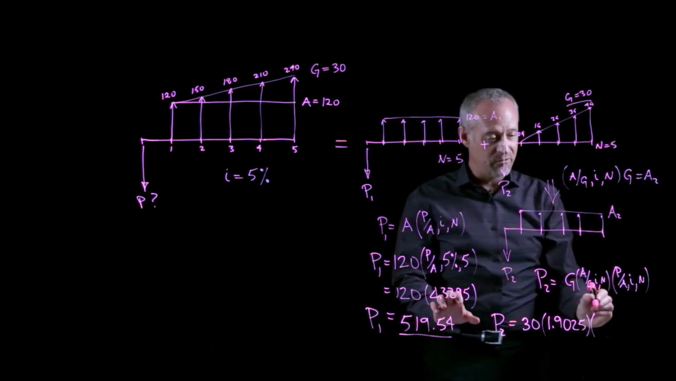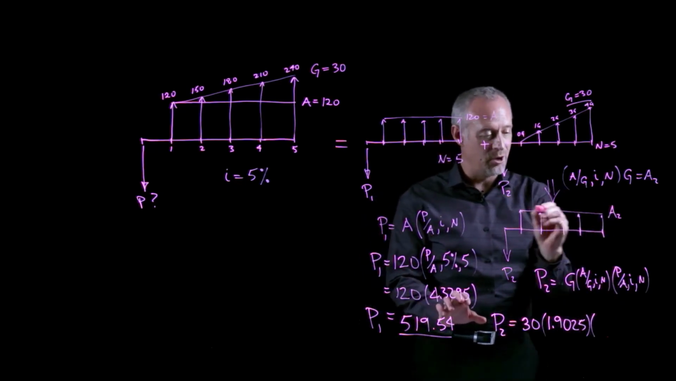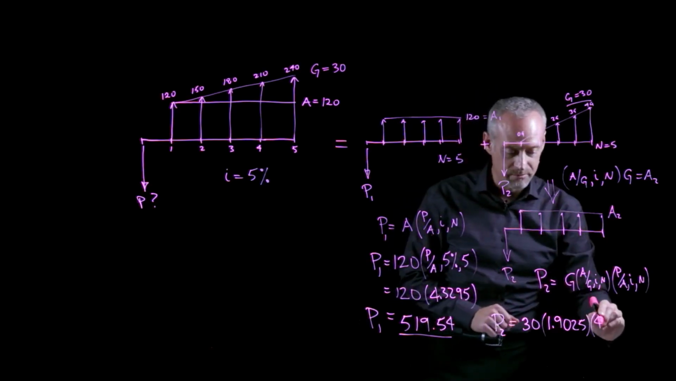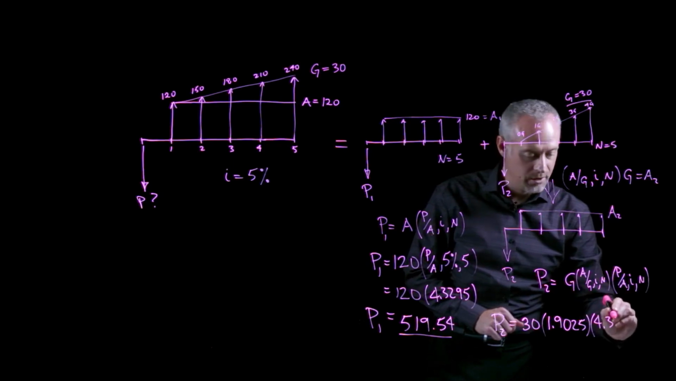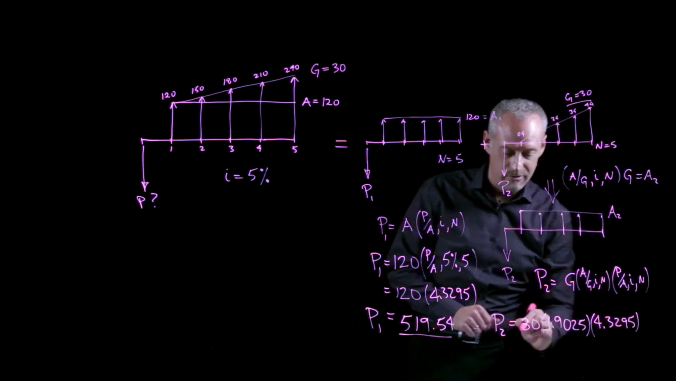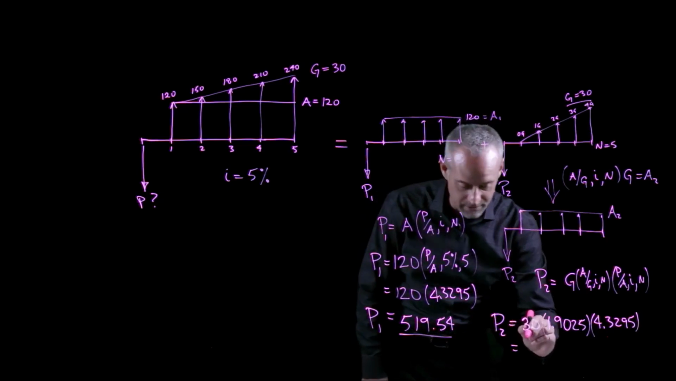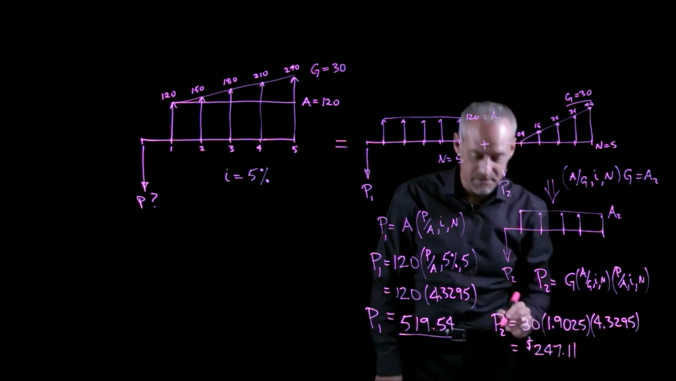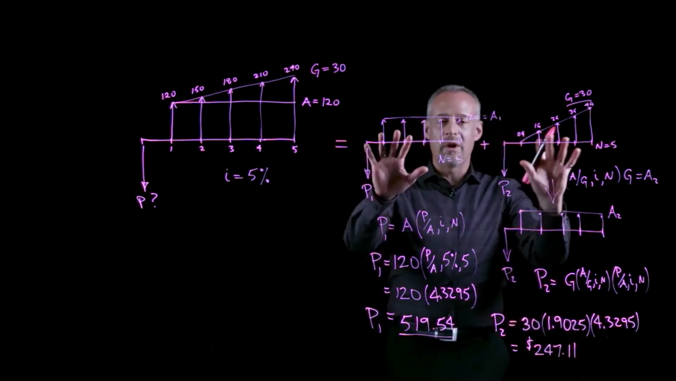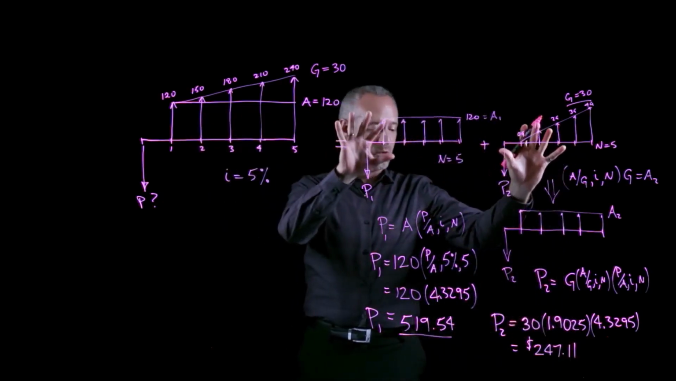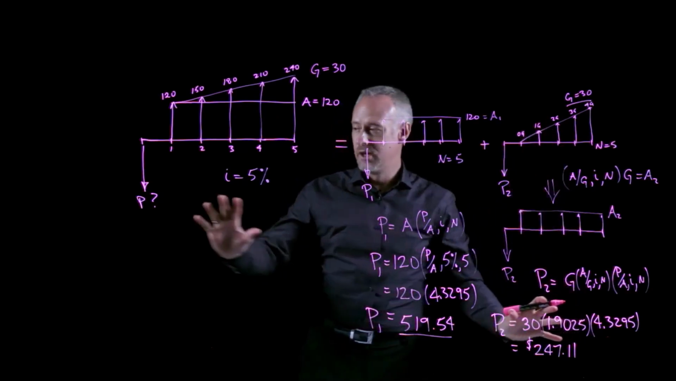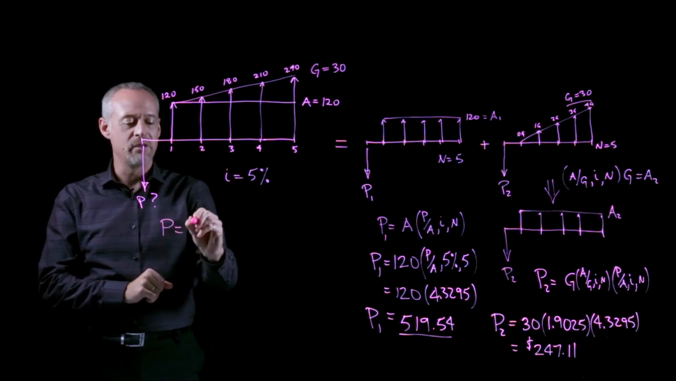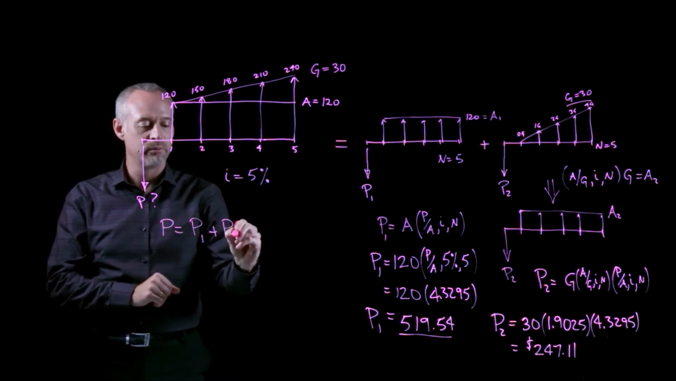And then my next job is to convert the $57 constant payments to my P2. I actually use the same factor I used over here, 4.3295. If I work out what that is, I get $247.11. So remember back here, I split the problem into two, solved for a P1 and a P2. So I come back here to my original problem and say, well, what was the value of P? P will be the value of P1 plus P2.